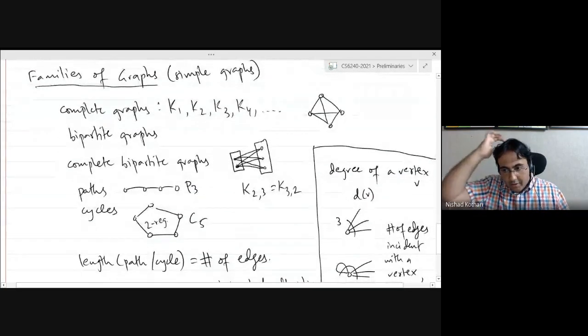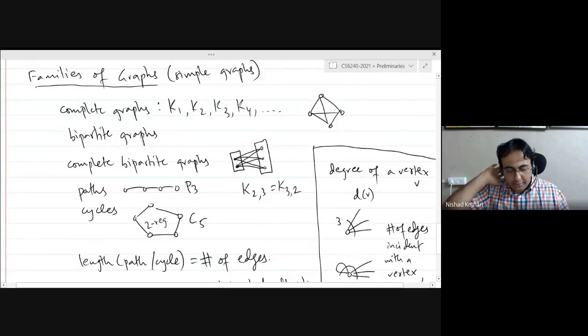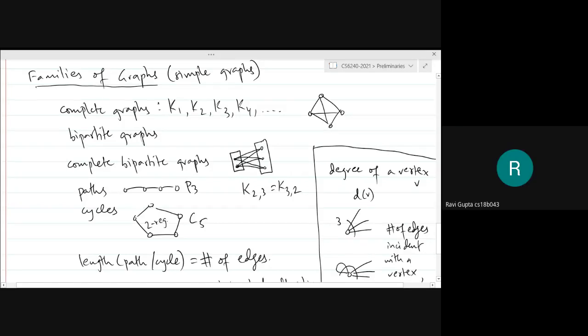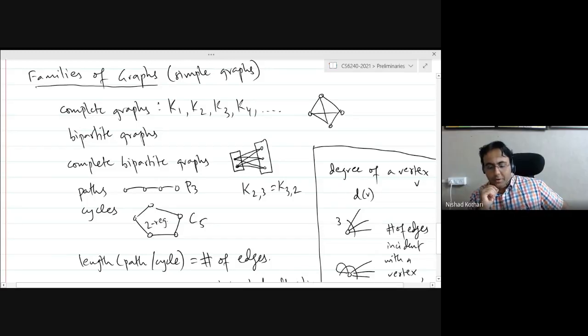Quick question. Are complete bipartite graphs regular graphs or are they not? They may or may not be. When are they regular? If the number of vertices are equal on both sides. Exactly. Thank you, Biplab. So a complete bipartite graph is regular if and only if the number of vertices on the left side is equal to the number of vertices on the right side. Right? Good.